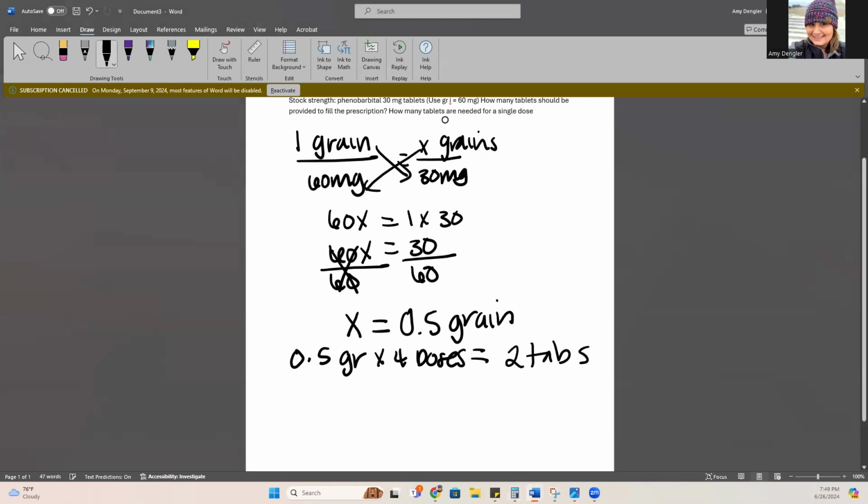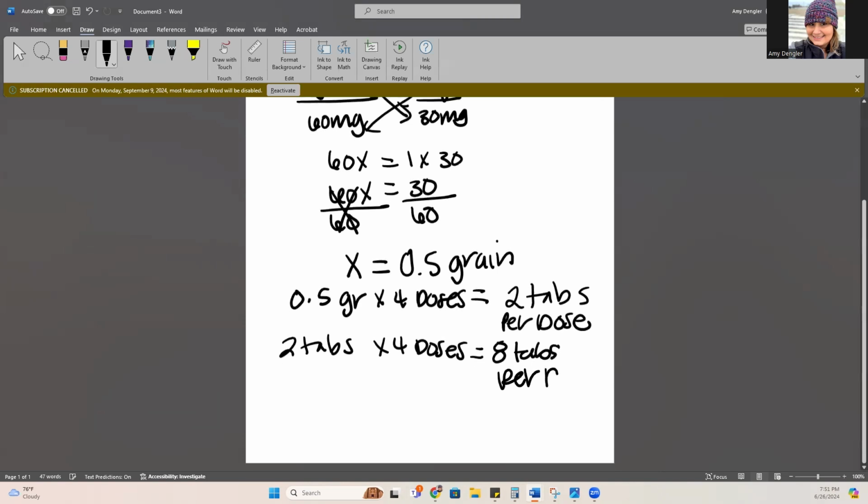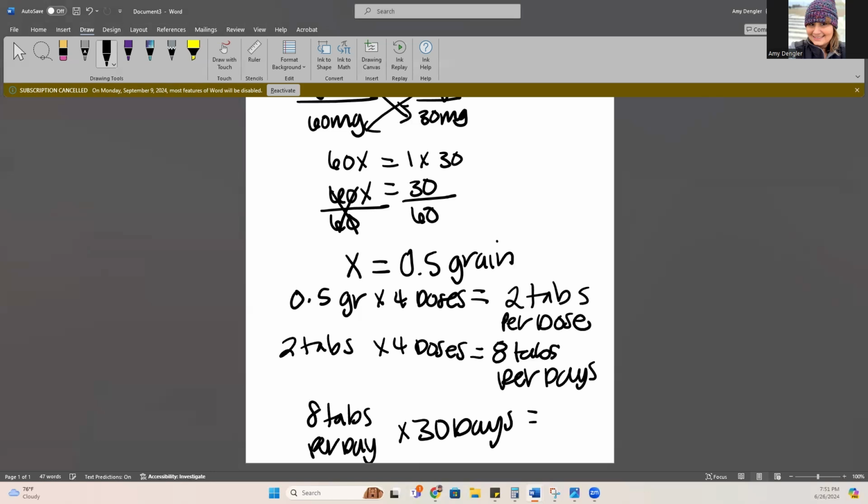So that's how much we're going to need per dose. So 2 tabs is what they need per dose. And they're doing that 4 times a day, which is 8 tabs per day. And they are doing that for 30 days. And that is going to be 240 tabs.